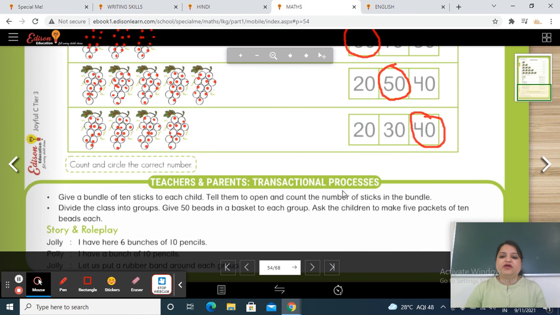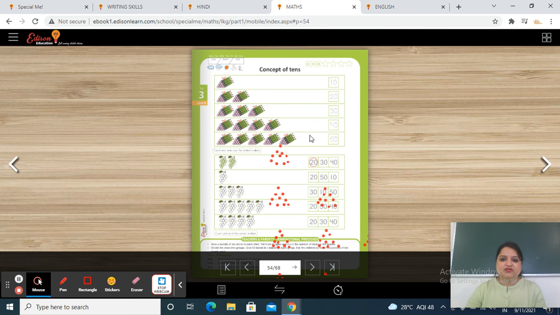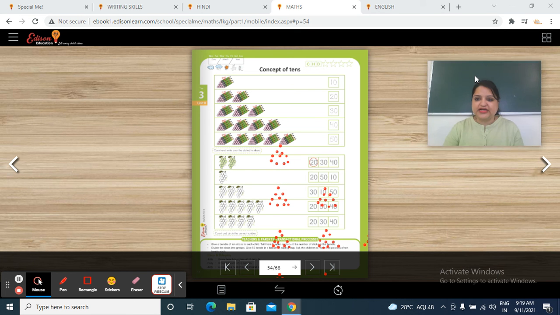So in this way, you have to understand the concept of tens, okay, through the activities at home, right? And you have to send me pics while doing your activity. Parents, आपको बच्चे को कुछ इस तरह से कुछ activities करवानी है, उसके बाद pics आपने लेनी है और मुझे send करनी है कि बच्चा कैसे activity कर रहा है, okay? So do this activity at home and understand the concept of tens.